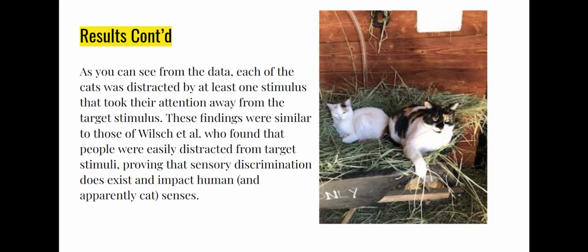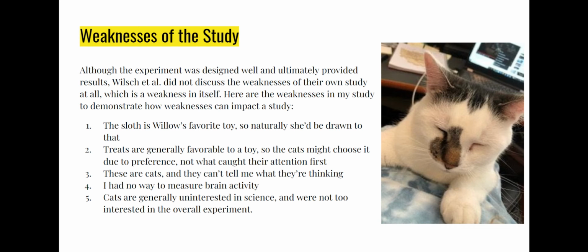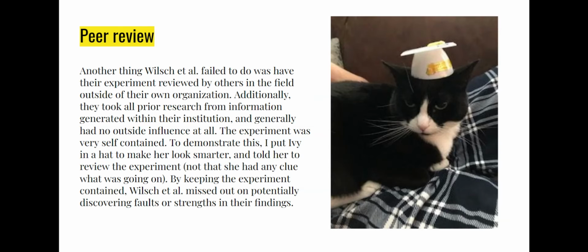And surprisingly, these findings were similar to those of Wilsh et al., who found that people were also easily distracted from target stimuli, which does prove that sensory discrimination does exist. They did not list any weaknesses of their study. So to demonstrate how that should be done, I wrote down some of my own weaknesses of the study. Like the sloth is Willow's favorite toy, so she'd probably choose that. I can't measure their brain activity, and mainly cats are generally uninterested in science, and they weren't too interested in working with me on this.